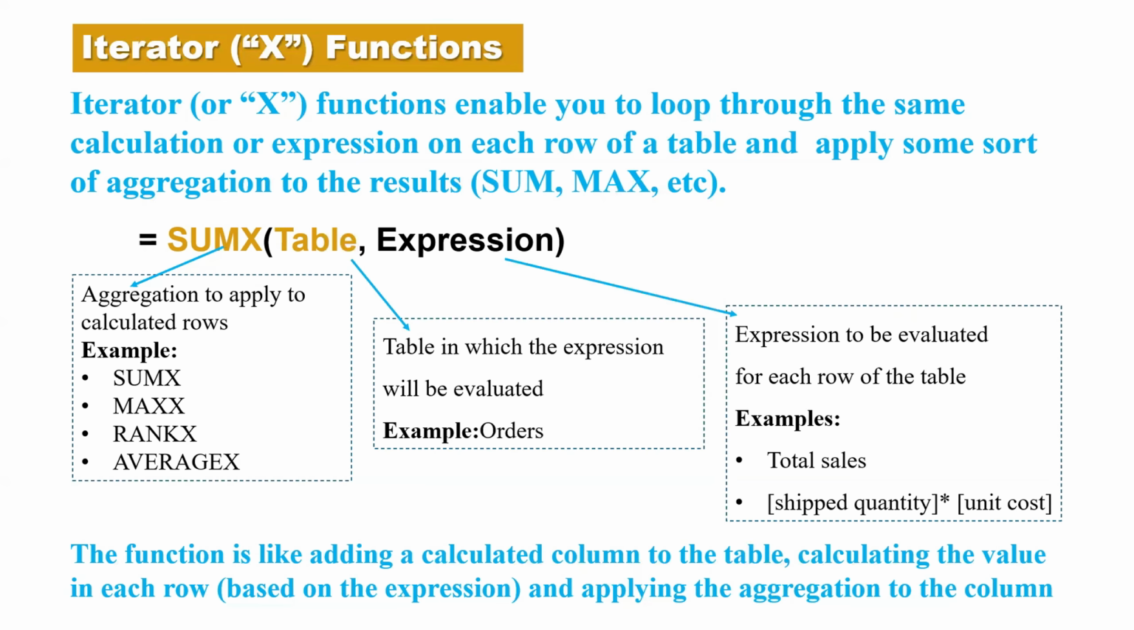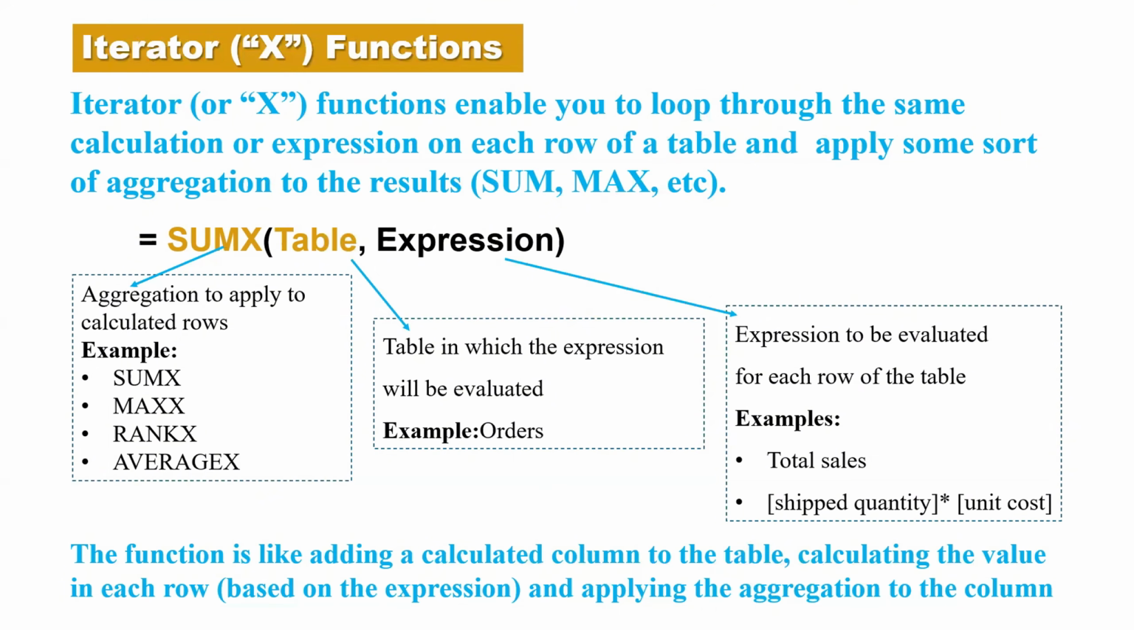A very practical and hands-on example is calculating shipped quantity multiplied by unit cost. Imagine a table with a shipped quantity column and a unit cost column. When you use SumX, DAX calculates shipped quantity times unit cost for the first row, then the second row, then the third, and so on, all the way to the last row in the table. Once that's done, it takes all of those individual results and sums them together.